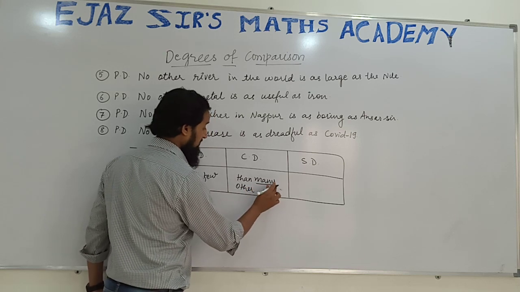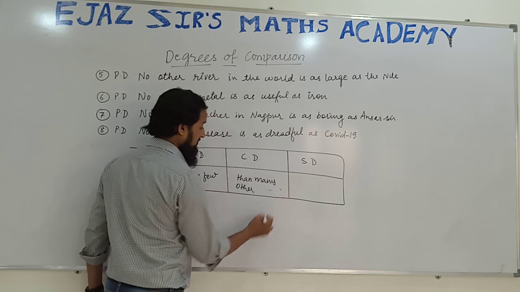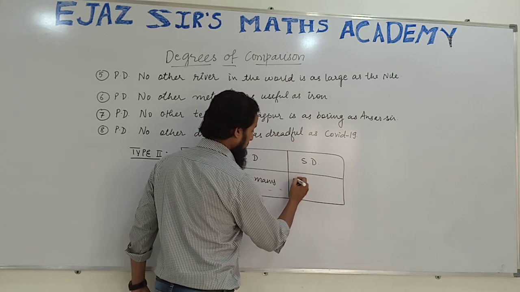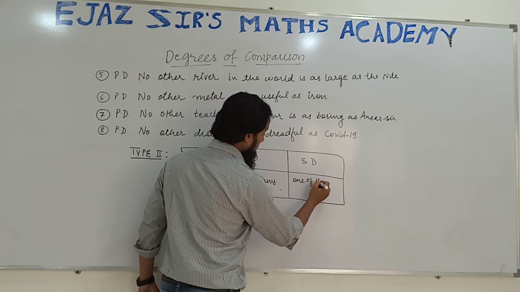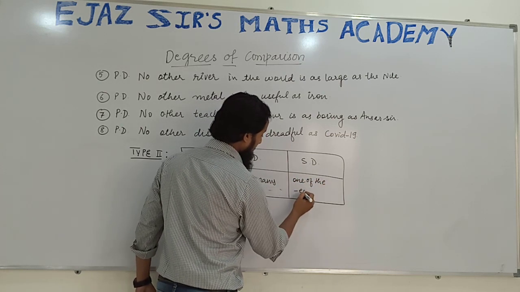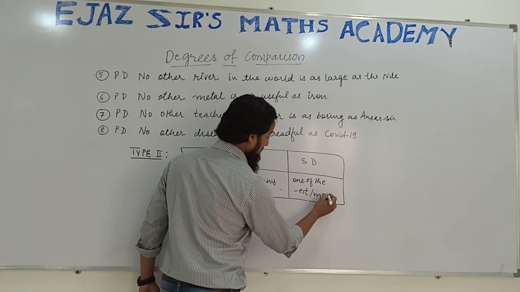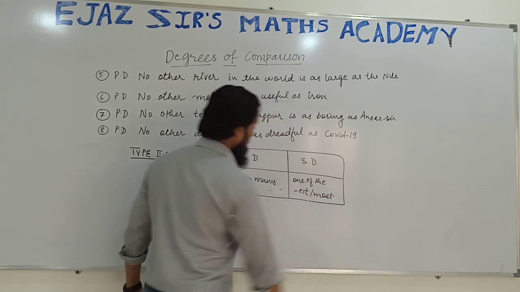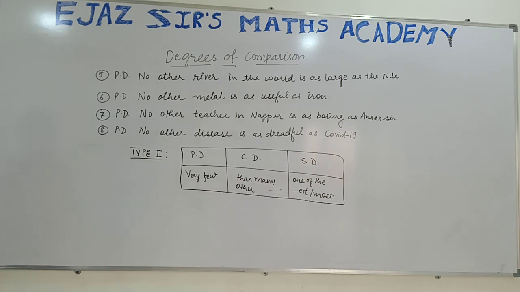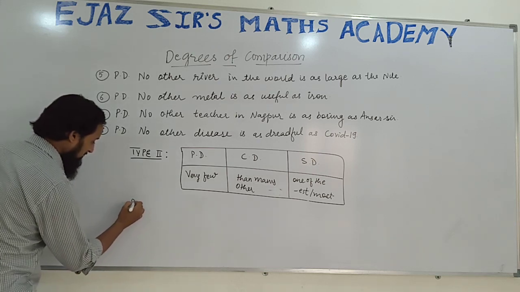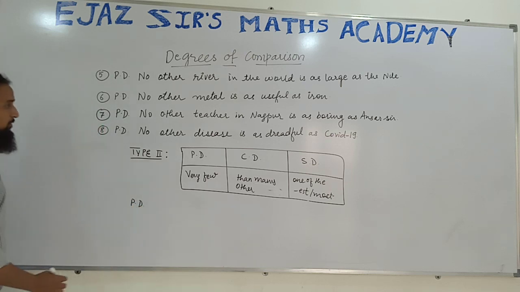Many. And here it will be one of the either EST or most. We know when to use most and when to use EST. So example number 1, positive degree. I will have to explain first.